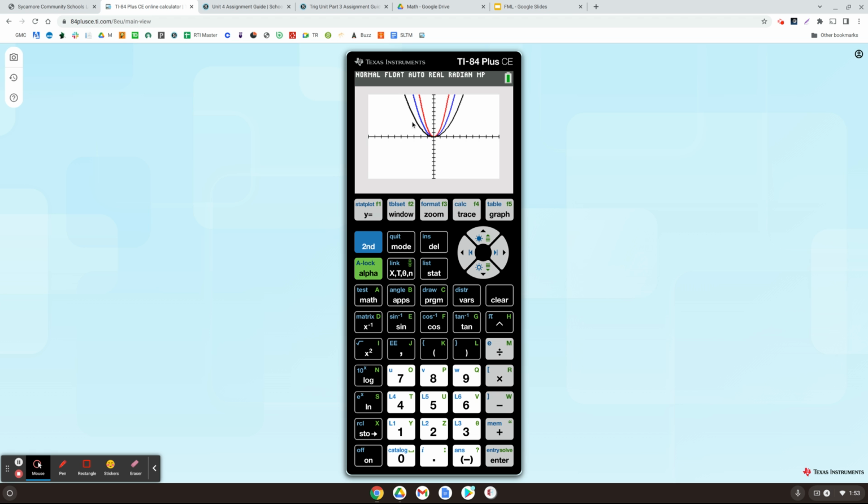Sure enough. Okay, so the blue one is x squared. The red one is 2x squared. It's growing faster, and what that does is give us a thinner parabola. The black one is 0.5x squared. That gives us a thicker parabola. Okay, so now you know pretty much everything you need to know about shifting graphing calculators.